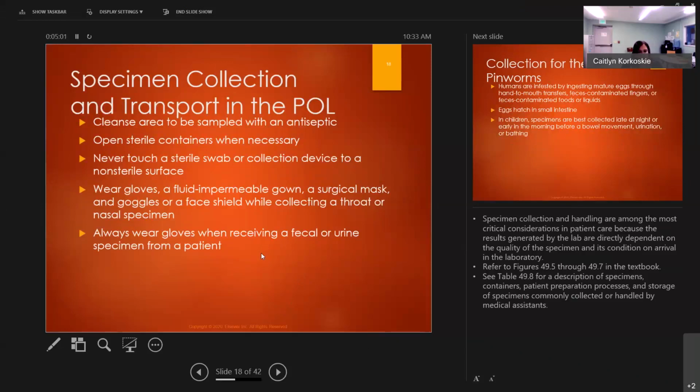But then you'll open the sterile containers when necessary. So once you do the swab and everything, you then put it into the sterile container. But you never want to touch a sterile swab or collection device to a non-sterile surface. So once you open up that packaging, if you're going to do a wound culture where it has that package together of the swab and then the collection container, you don't want to take the swab out and put it on the counter, because then it can pick up any bacteria that's there. So we just want to make sure we take it from the packaging to the wound and then immediately into the container that we're going to be using.